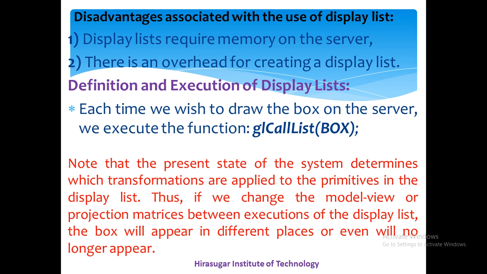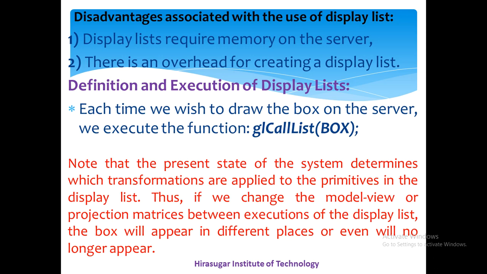Then the definition and execution of a display list, and how to use this display list in your program. Assume that each time you want to draw a box on the screen on the server. We execute the function glCallList box. I am assuming that next we will see how to create a display list. I have already created the display list, and it is available on the server side.